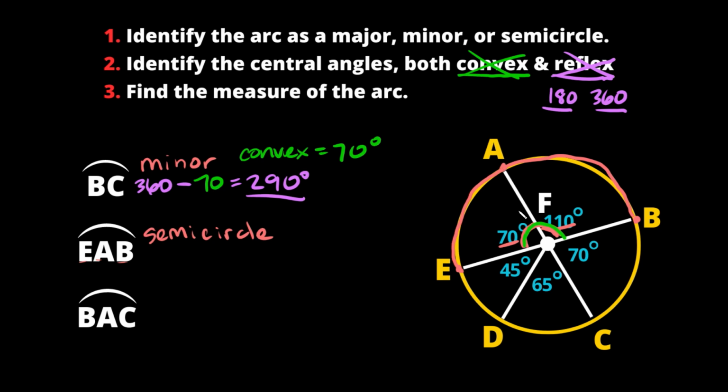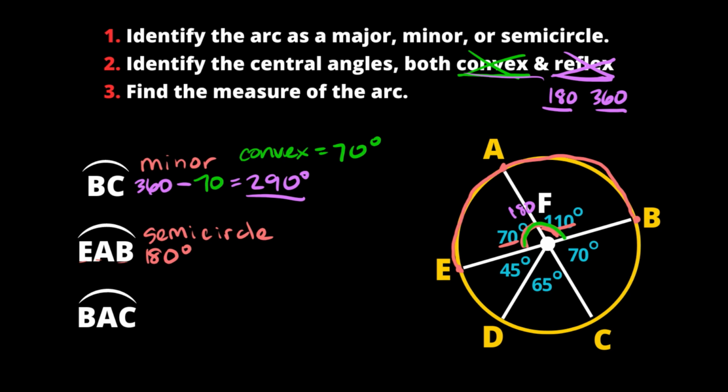So we identified the central angle, which again is just this angle in green, which is again 180 degrees, but it doesn't have a convex or a reflex. Okay, and then lastly, it just says, number 3, find the measure of the arc. So again, the measure of this arc is just defined by the measure of the central angles, which we already said is 180 degrees. All right, cool.